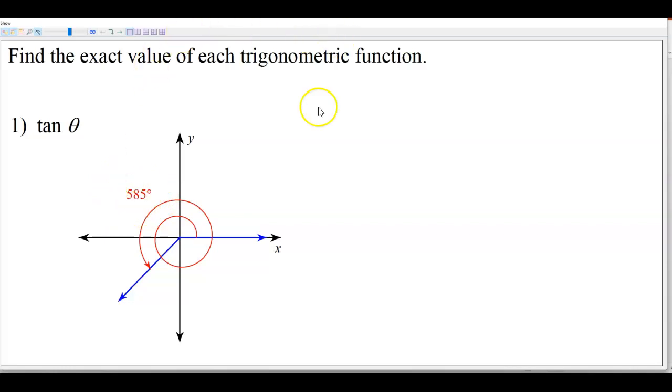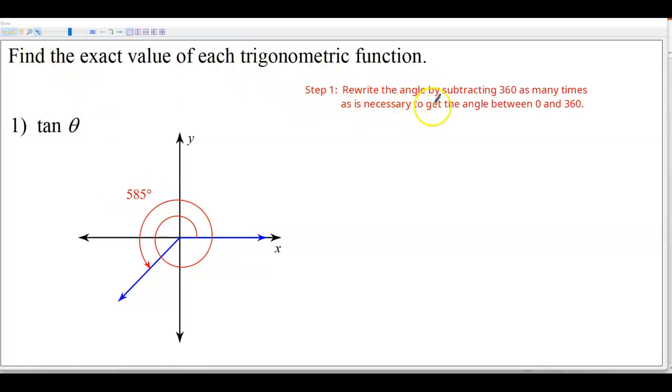So what we're going to do is rewrite this angle so that it is in the proper range that we're used to, in other words, from 0 to 360. And the way we're going to do that is just by subtracting 360 from it. So go ahead and write down this step here. That's the first step. That's really the only thing that makes these problems different.